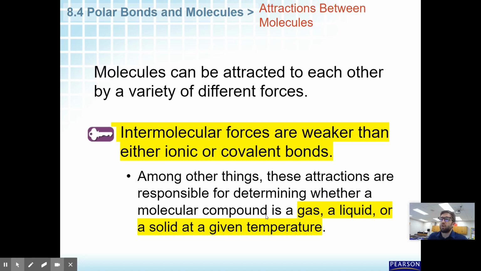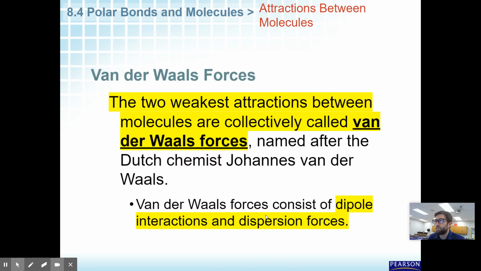These intermolecular forces generally determine whether something is a solid, liquid, or a gas at a certain temperature. We know that ionic compounds almost always are solids at room temperature, whereas covalent compounds could be a gas like methane, a liquid like water, or a solid like sugar at room temperature, and it depends totally upon its intermolecular forces.